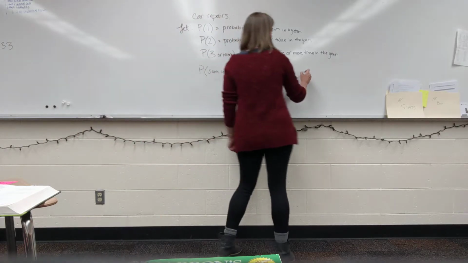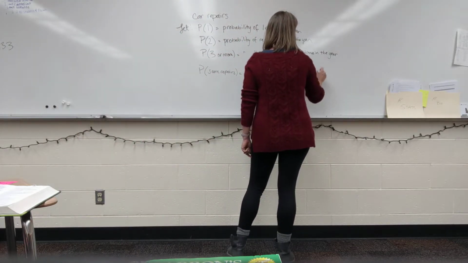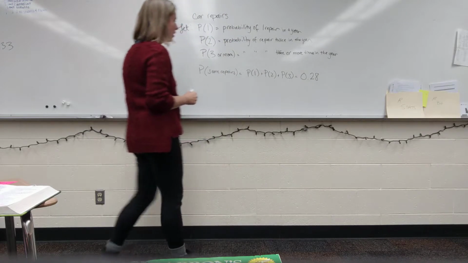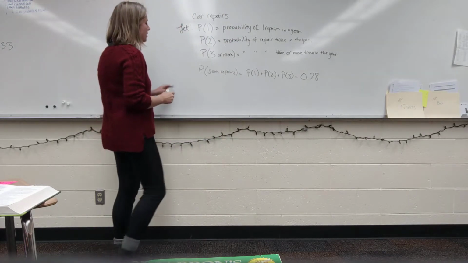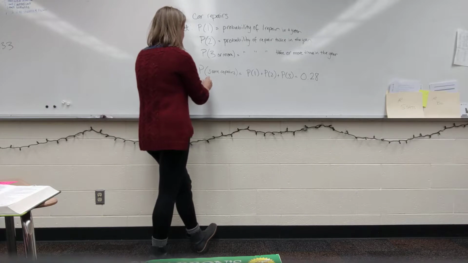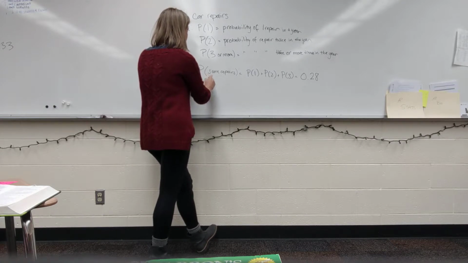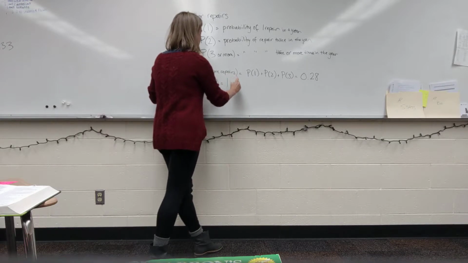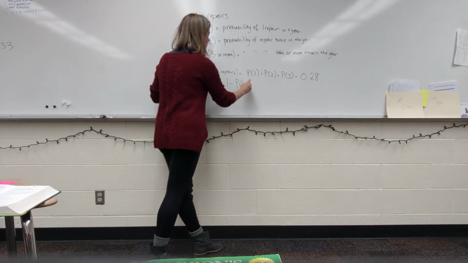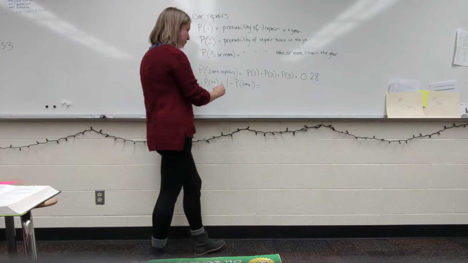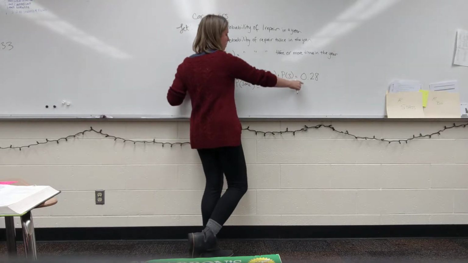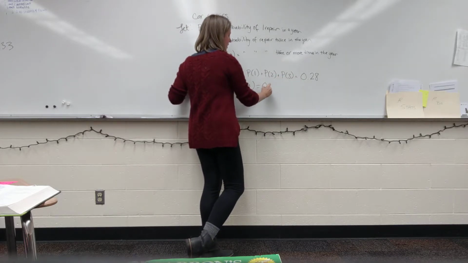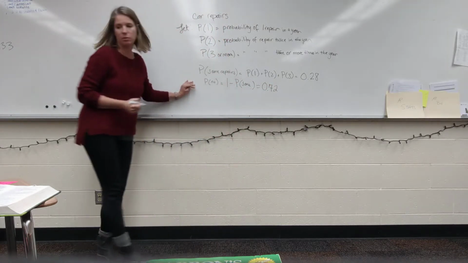And you should show all your work. And so no repairs is the complement of this. So the probability of no repairs is equal to 1 minus the probability of some repairs. You should write your words out. And so 1 minus 0.28 is 72% chance of having no repairs.